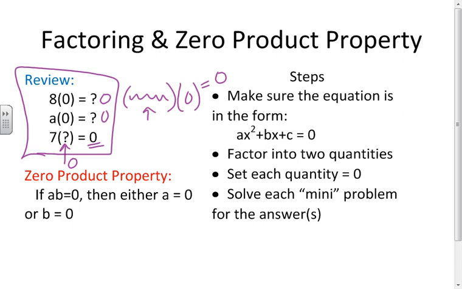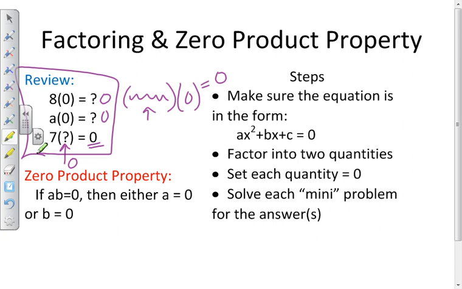And that's a powerful concept because that is what allows us to solve. That is why we factor. Because if I can get it down to a multiplication problem like a times b, then either a has to be 0 or b has to be 0. And that is how we solve. That is how we figure out where it crosses the axis.